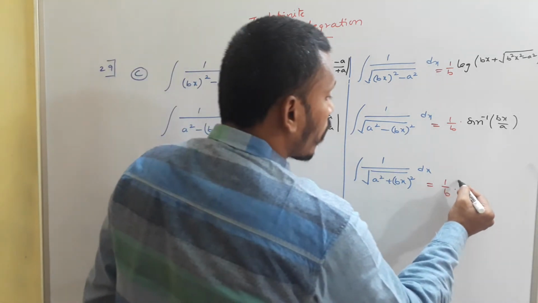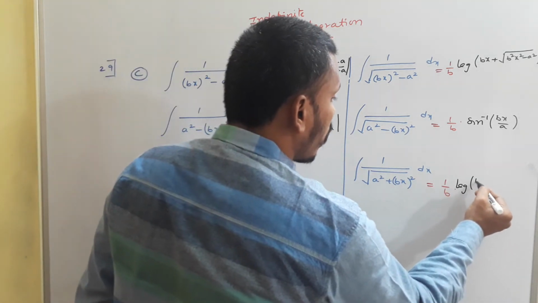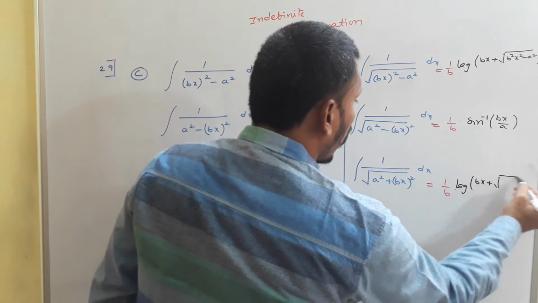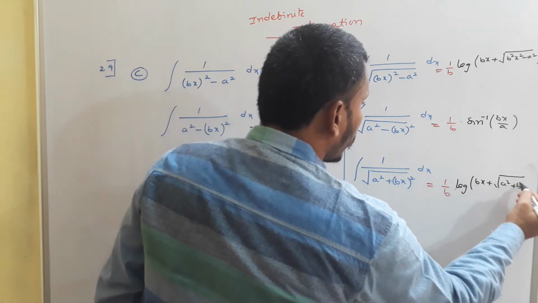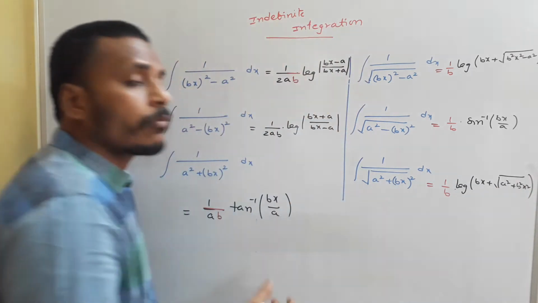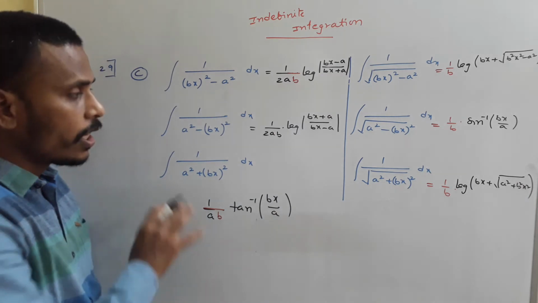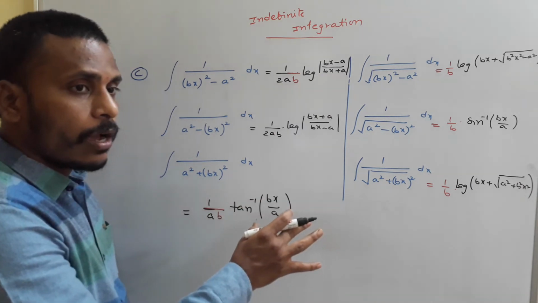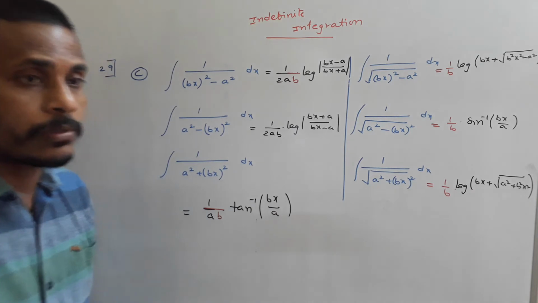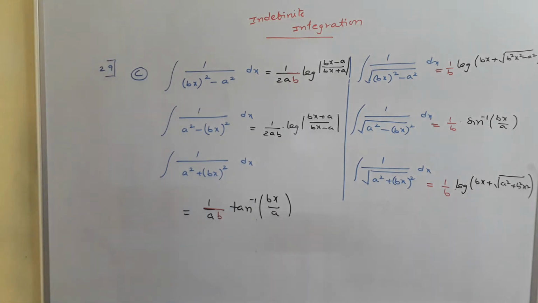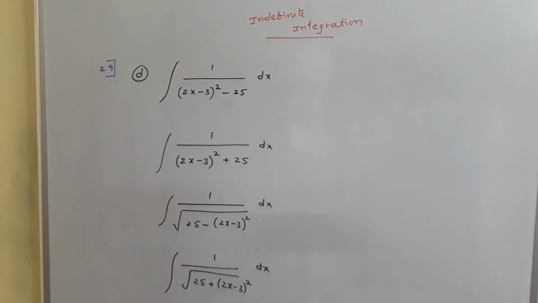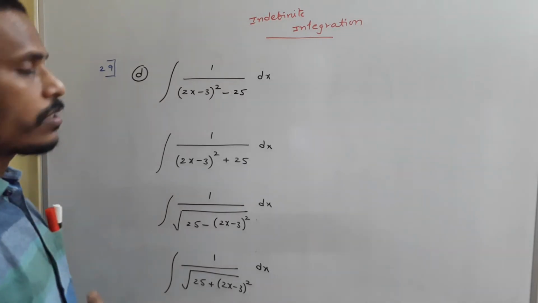Again for the other problem, our answer is 1 by b into logarithm of bx plus root of a² plus b²x², plus a constant of integration. So this is the way to answer these types of problems. Have a look. Next set of questions. All these sets are just useful to build confidence on these types of problems.